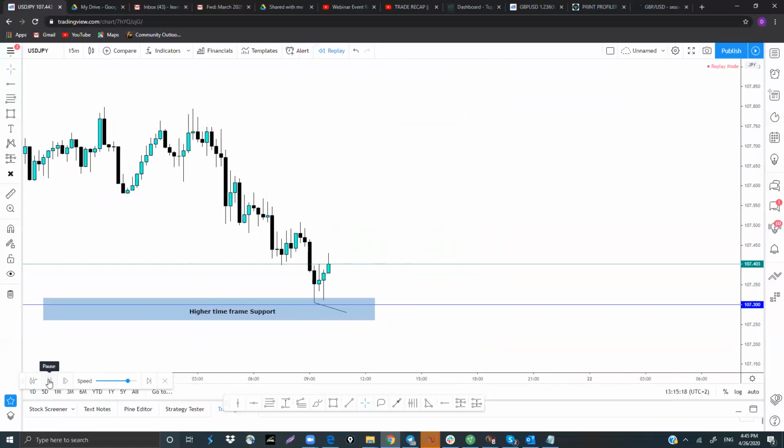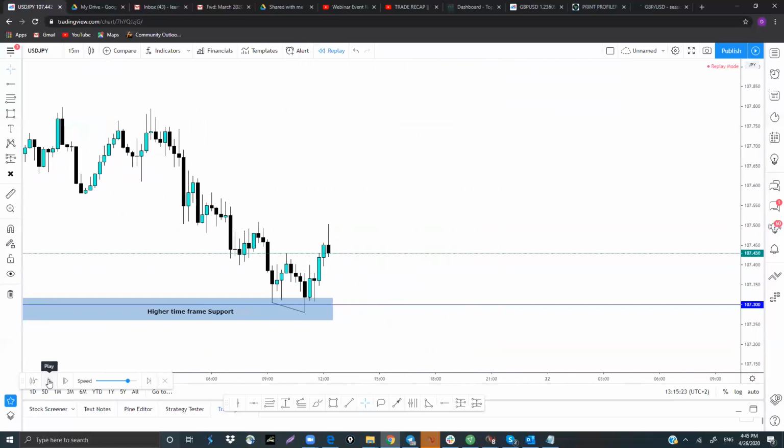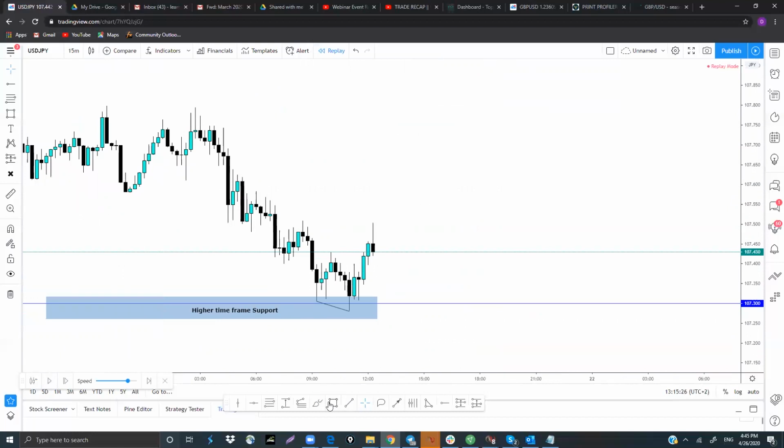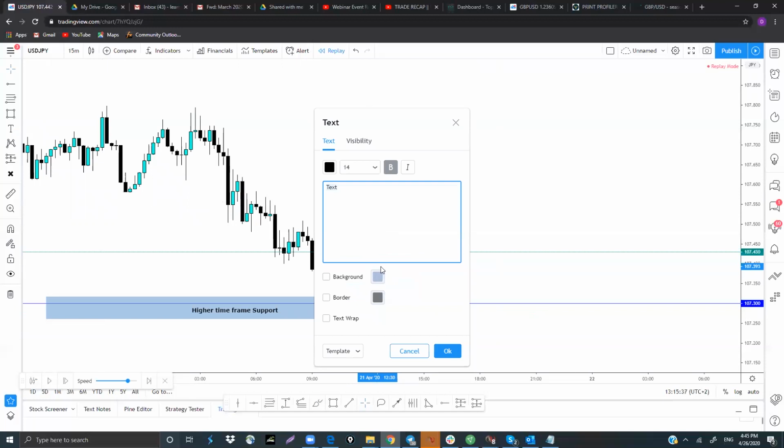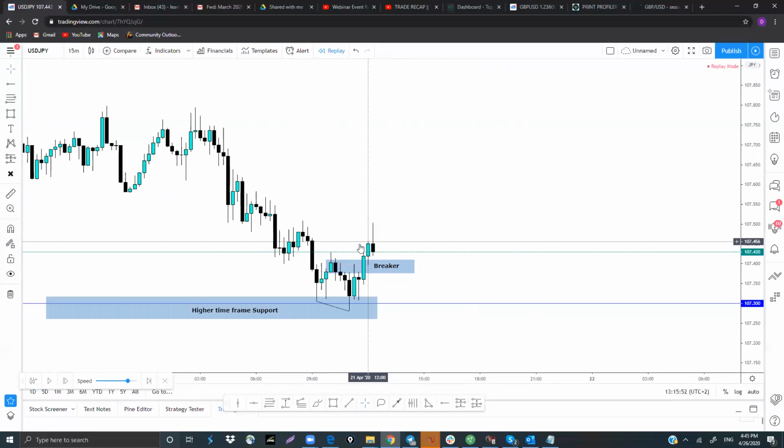Let's see. Yes. Did you see that? I got a breaker. You see that? I got a breaker. This is my breaker. Price was making lower high, lower low, lower high, lower low, but now price is not making a lower low. Price broke the structure in lower time frame, M15. And this was maybe my H4 support level.